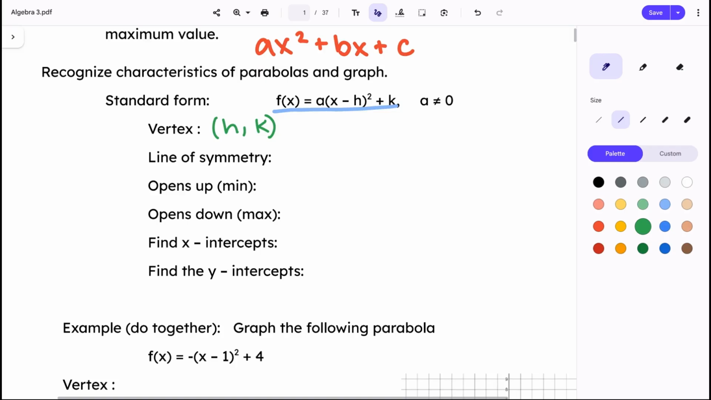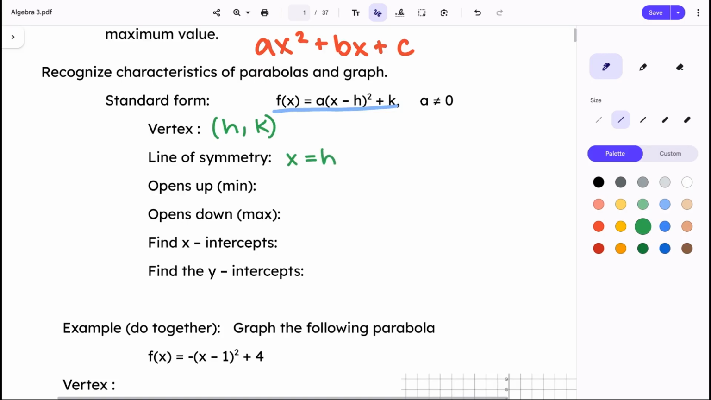There's something called a line of symmetry, and this would be just a line that cuts through the vertex. It makes that symmetrical shape of the parabola. So everything on the left side of the line is going to be the same as everything on the right side of the line. Sometimes we use the line of symmetry to help us graph points. If we know where one of them is on one side of the graph, we can just reflect it over that line of symmetry. To graph the line of symmetry, you just need to know whatever your H is.